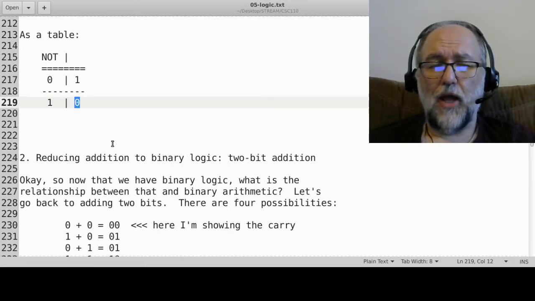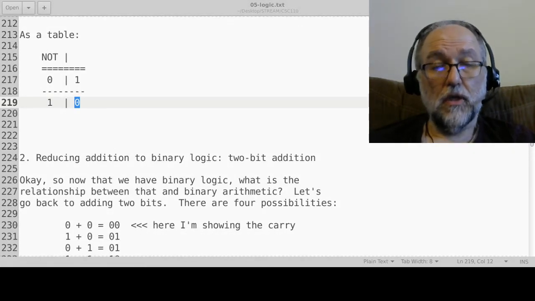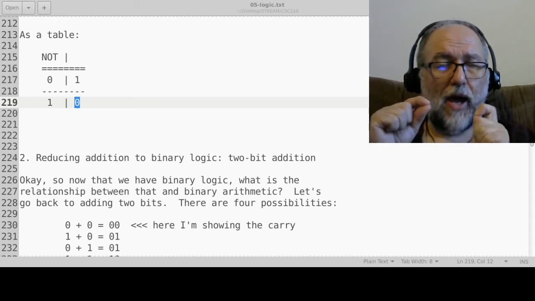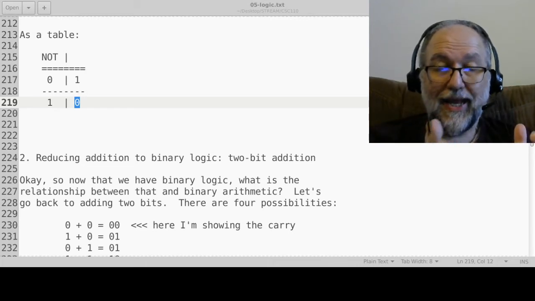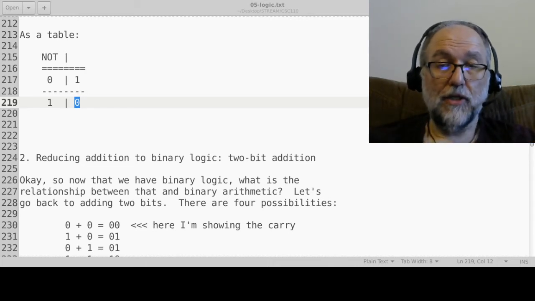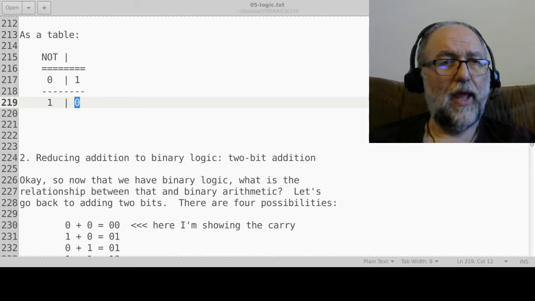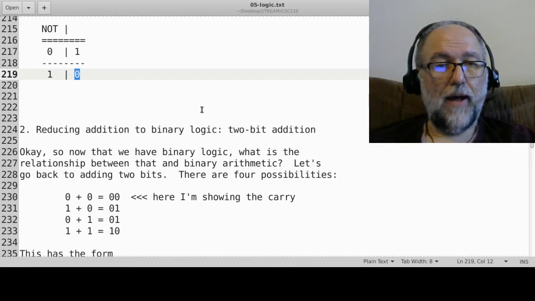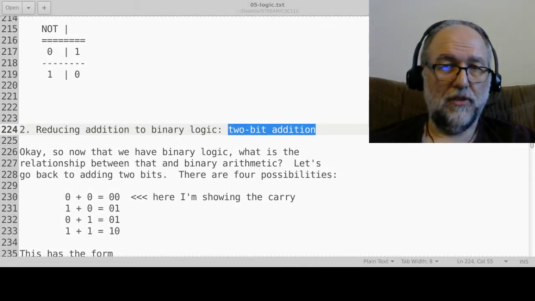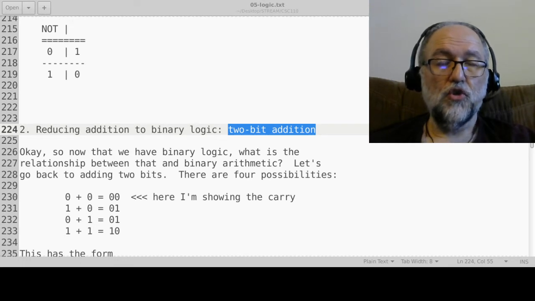We're going to use logical operators by themselves later in the course, so they've got applications. But right now I want to show you that I can take binary arithmetic and reduce it to binary logic. You already saw that with multiplication, but I'm more interested in addition, because we're going to build an adding machine. So I want to do 2-bit addition, and I want to reduce 2-bit addition to binary logic.